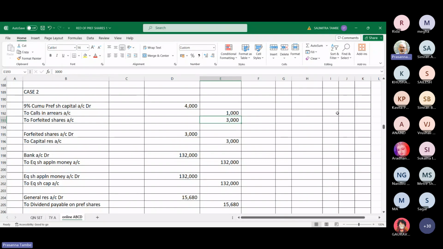The share is of 100 rupees, 25 rupees is not paid, 75 rupees is paid. So whatever is received, whatever is paid, is balance transferred to the forfeited shares account, which is the balancing figure of 3,000. You can cross verify: 40 shares at 75 per share. Got it? Yes, sir. Thank you, sir.